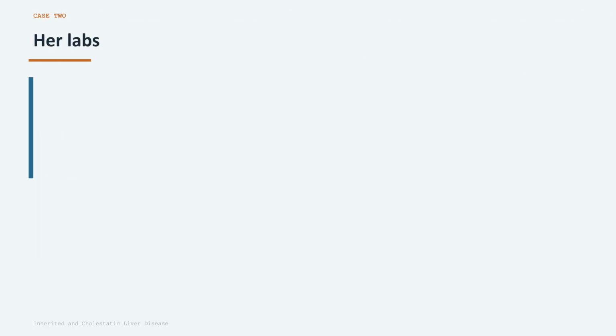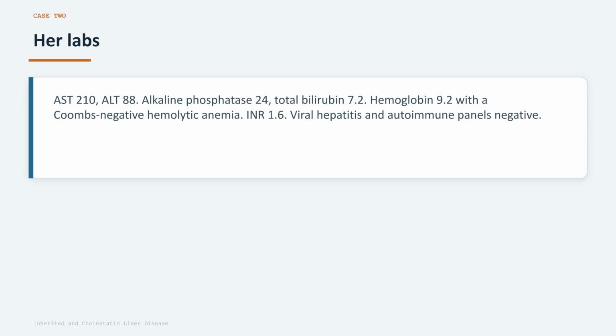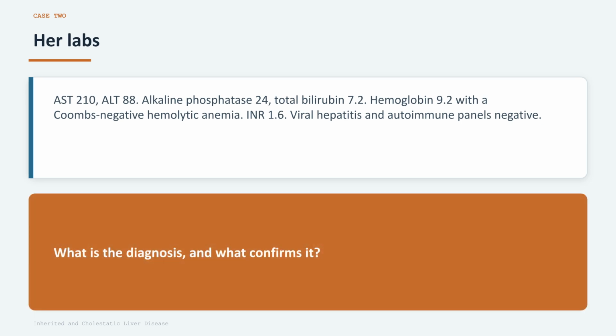Now her labs. The AST is 210, and the ALT is 88. Look at that ratio. The alkaline phosphatase is only 24, which is strikingly low for someone whose bilirubin is 7.2. She has a hemolytic anemia with a hemoglobin of 9.2, and the Coombs test is negative. Her INR is 1.6. Viral hepatitis and autoimmune panels are negative. A young woman, neurologic change, hemolysis, and a failing liver. What is the diagnosis, and what confirms it?